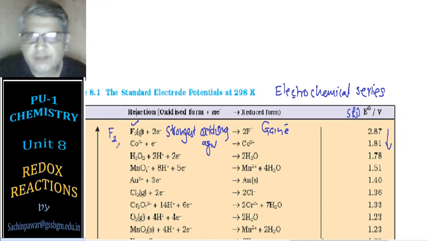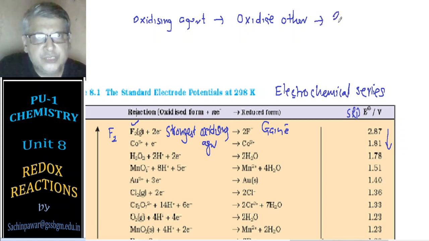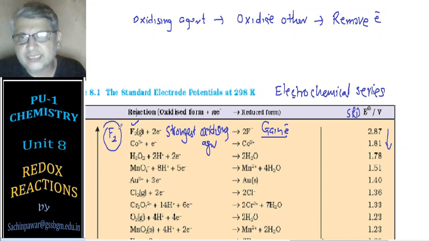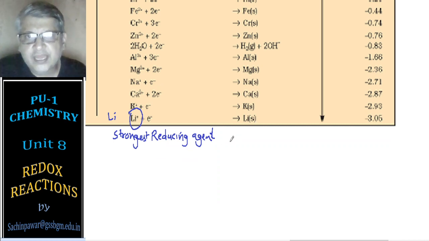So I hope you are following. An oxidizing agent means the one which oxidizes somebody, oxidizes others. Oxidation means loss of electrons, so it should remove electrons. It should remove electrons, which means it should gain electrons. So the fluorine atom has the greatest tendency to gain electrons, and lithium is the strongest reducing agent. That means it has the highest tendency to lose electrons.